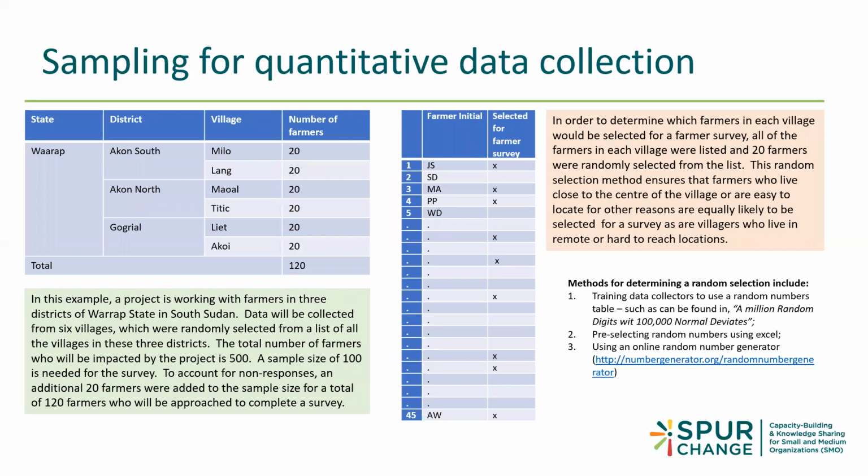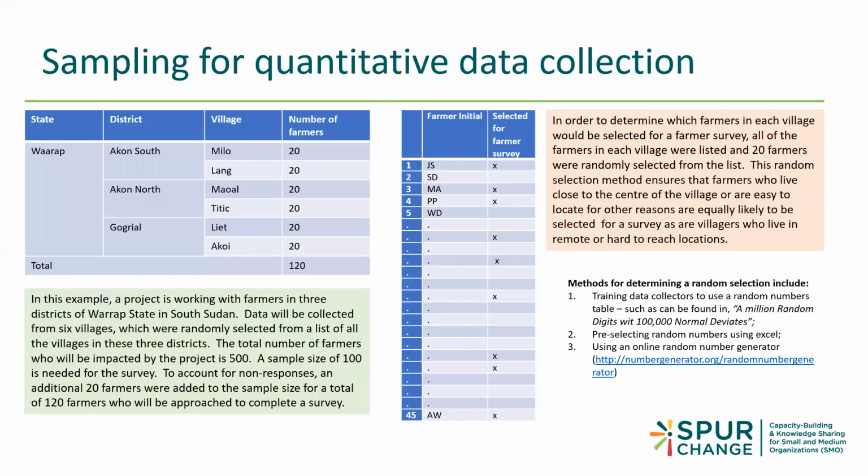Once you have determined your sample size, you will need to sample respondents who will complete your survey. A good way to do this is to determine the number of surveys you would like to collect in each area where you are working, which will depend on your survey design. On this slide, an example of sampling is provided for a project that is working with farmers in 3 districts in Warrap State in South Sudan.